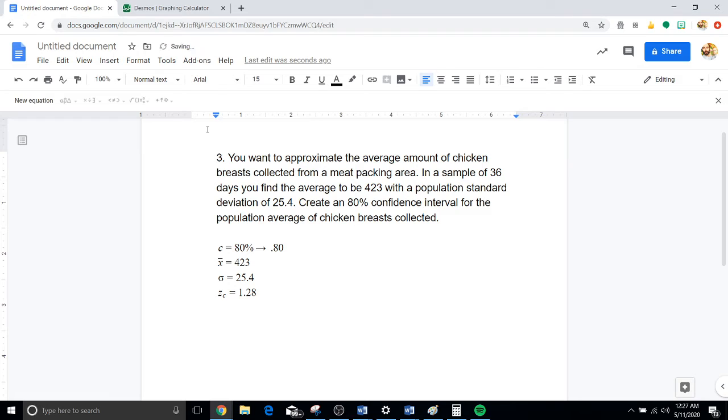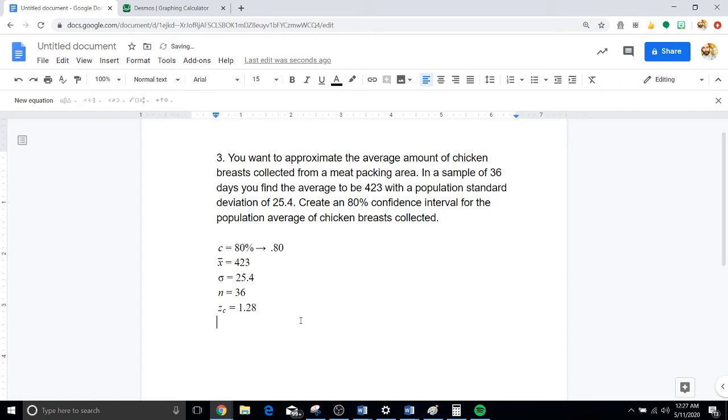Next up, we are going to find our standard error, which is just our standard deviation divided by the square root of our n. Now remember, our n is 36. We actually forgot to write that down, didn't we? So let's write that down right now. So n is equal to 36.